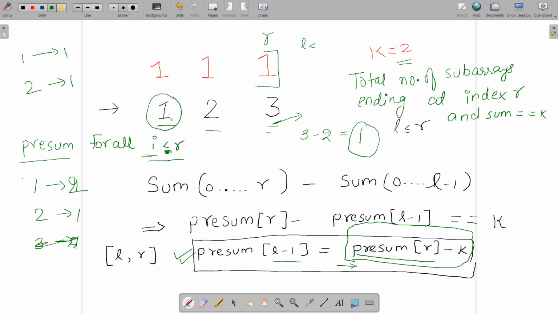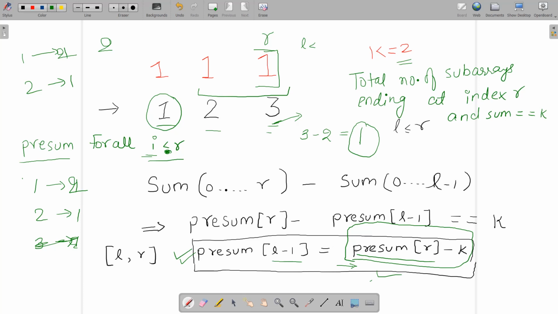So it means that we have a subarray starting from this one to this one whose sum is exactly equal to 2. Suppose there exists another index i whose value is also 1, so this will become 2. So there exist two subarrays ending at index r and having a sum exactly equal to k, because we are following this equation: prefix sum of r minus k must match with prefix sum of l minus 1.